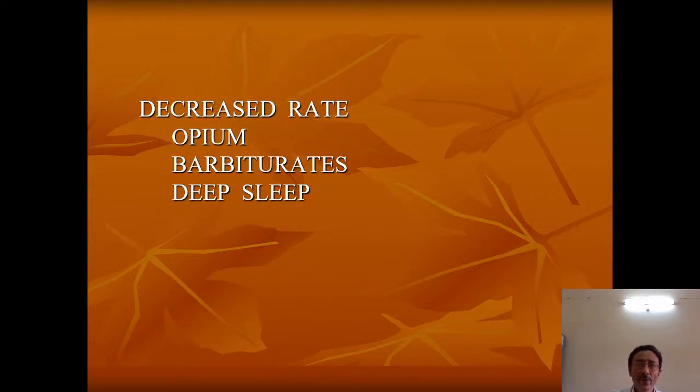Next we will be seeing about the decreased respiratory rate. Now where do you find that the respiratory rate is decreased? Opium is a drug, and when you take drugs like opium or barbiturates, which are anesthetic drugs, you will find that they decrease the respiratory rate. Also during deep sleep, you will find that the respiratory rate is decreased, because sleep as such causes a slowing down of all the systems of the body, let it be the respiratory system, the cardiovascular system, the renal system. Everything gets slowed down except the GIT during sleep. The GIT is more active during sleep.